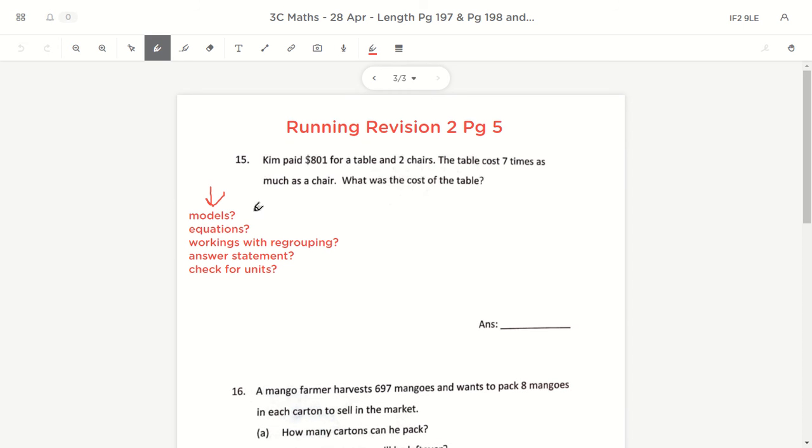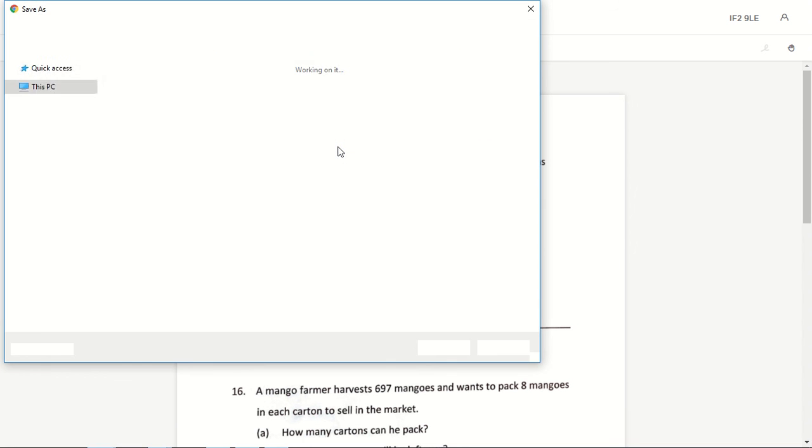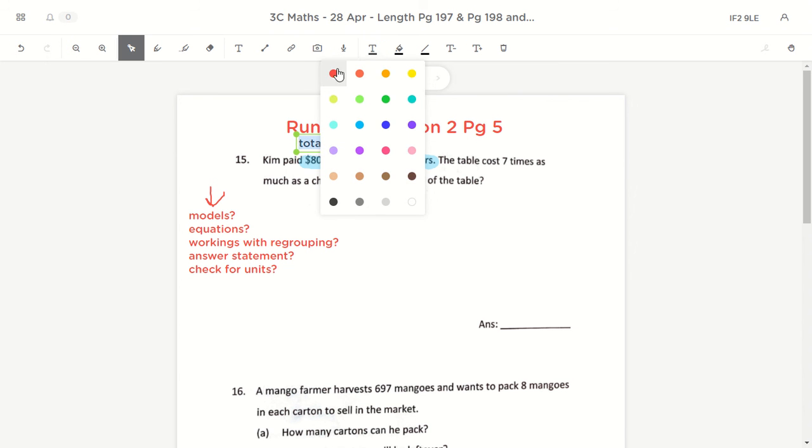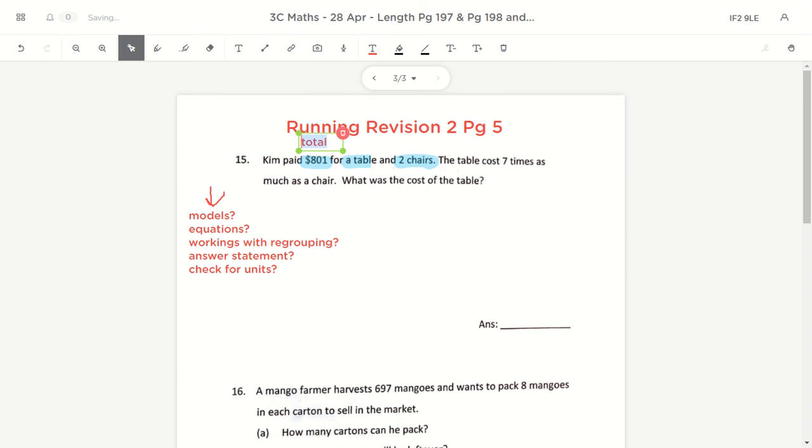So really models are very important. Let's try to draw models for this. Kim paid this amount for a table and two chairs. So this is actually the total. $801 is the total for one table and two chairs.